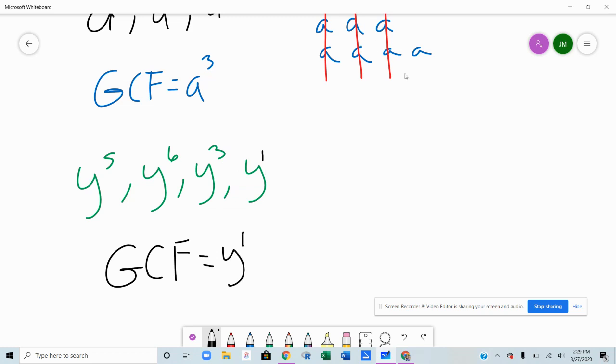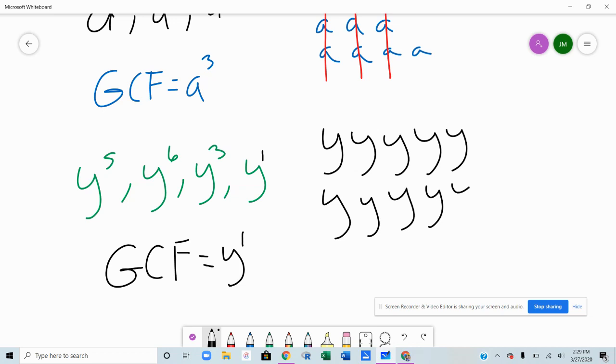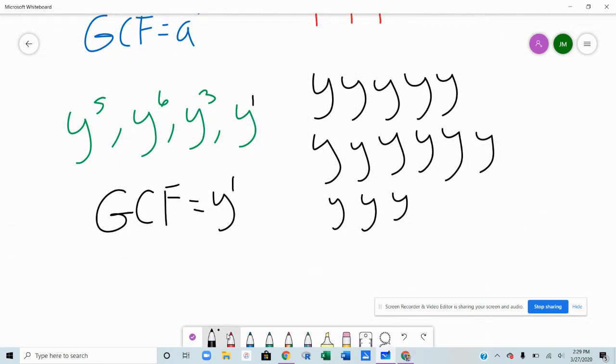You can also write them all out like we did over here. This one has 5. The next one has 6. The third one has 3. And the last one has 1. And then you look for what they have in common. So you need to have them in all 4 terms. So there's a Y here, and that's it. You can't cross these ones out because there's not 1 here. So this gives you that you crossed out 1, so Y to the 1st is your GCF.